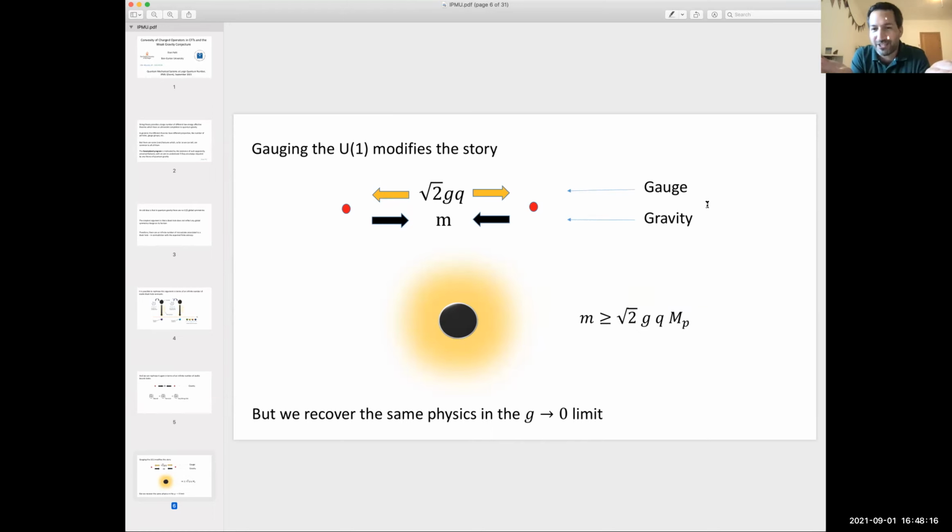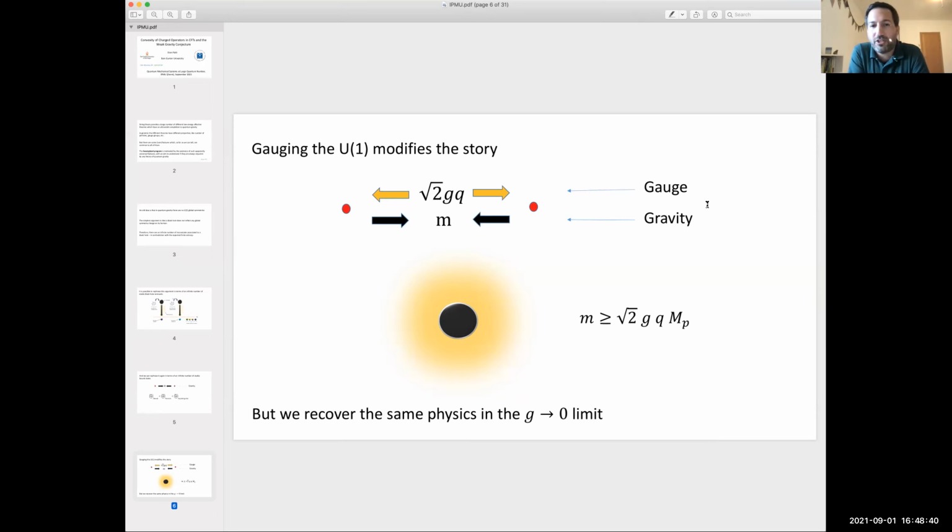But if we send the gauge coupling to 0, then we just recover the same physics again. So the force just goes away, and the extremality bound becomes trivial. And that's just a statement that if you have a gauged U1 and you send the gauge coupling to 0, you decouple the propagating degree of freedom, but you keep the selection rule. So essentially, you turn it into a global symmetry.